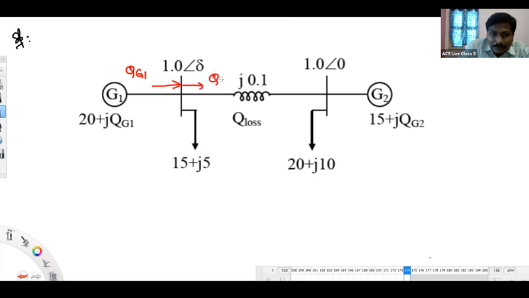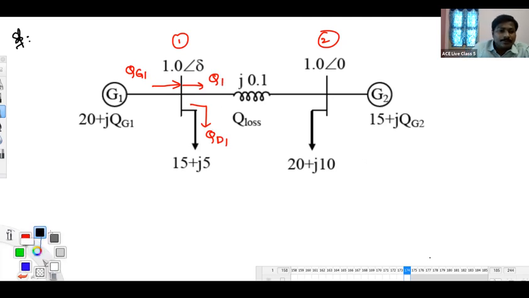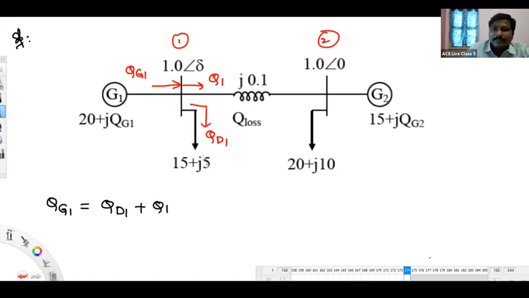This reactive power you assume as Q1. Line reactive power is from bus 1 to bus 2, Q1. This reactive power you take as QD1. Now you can write simply QG1 equals Q1 plus QD1. What is the QD1 number? QD1 is 5 per unit.